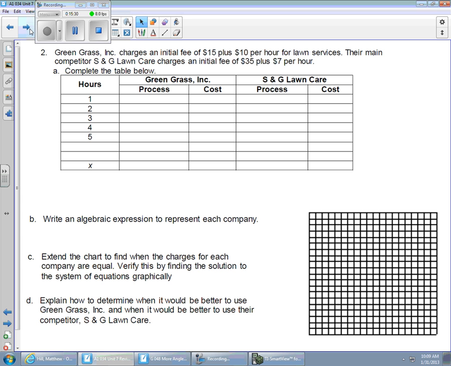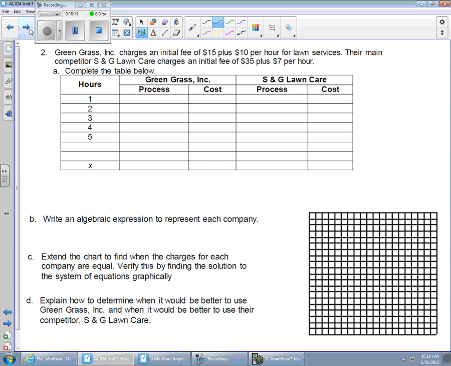Well, C-Scope obviously likes this particular problem, these two lawn care companies, because they've talked about them all unit long. But let's see if we can figure out what they want us to do here. Greengrass Incorporated charges an initial fee of $15. Initial fee means it's going to cost them that no matter what. No matter how many hours they work, that $15 is guaranteed to go over to them. Then they get $10 per hour. Main competitor S&G Lawn Care gets an initial fee of $35. That $35 is guaranteed, but then they only charge $7 per hour.